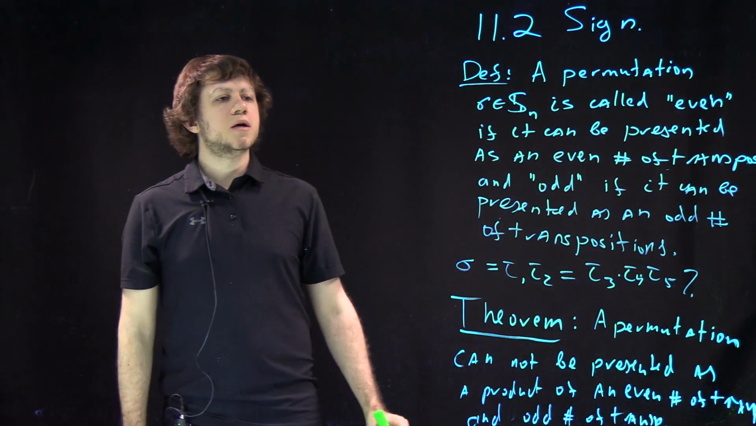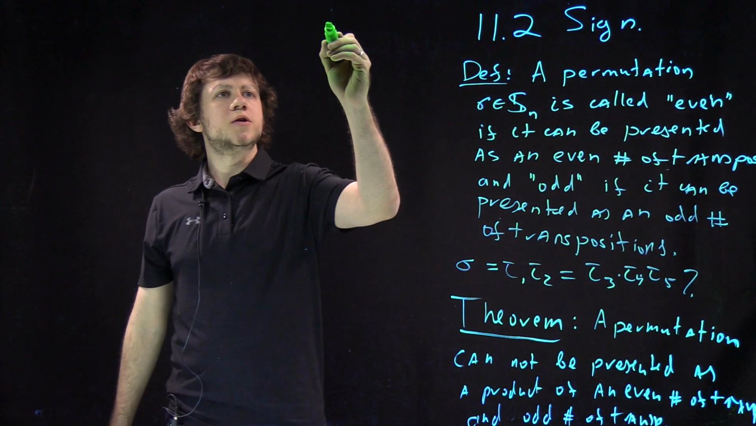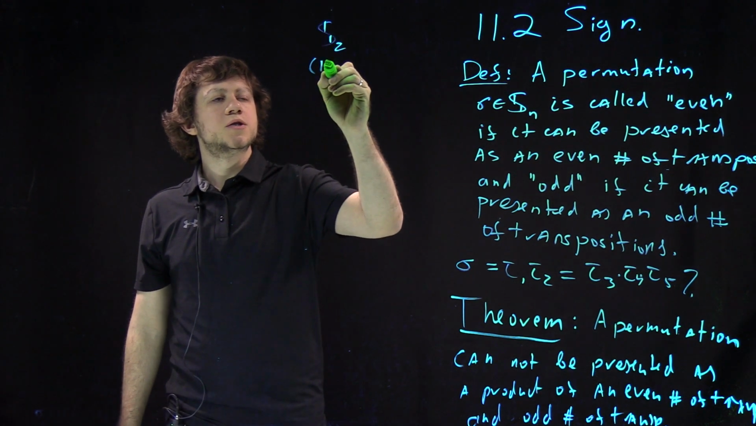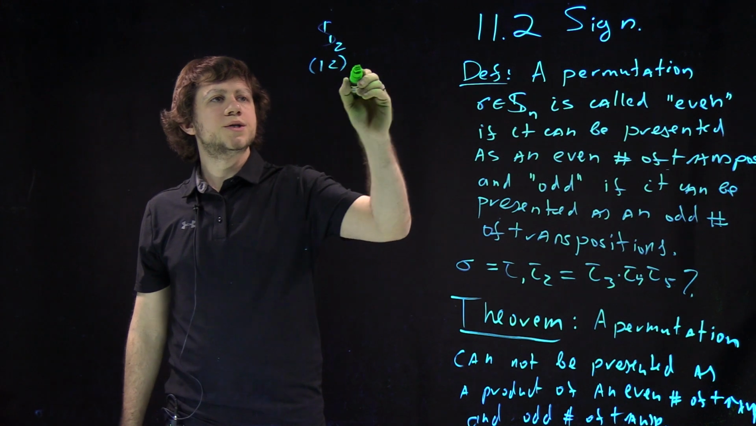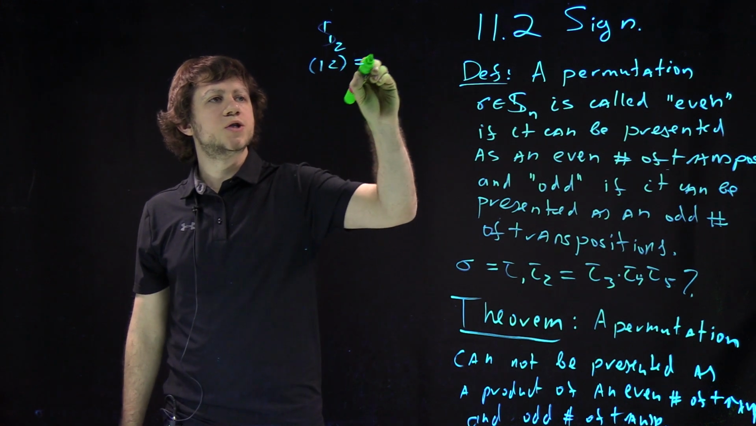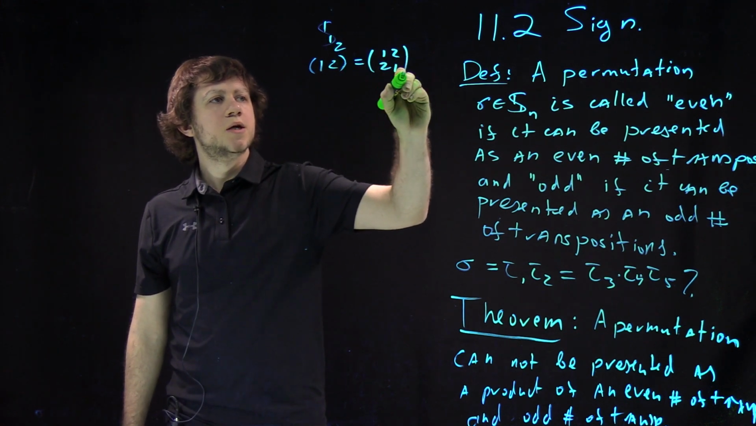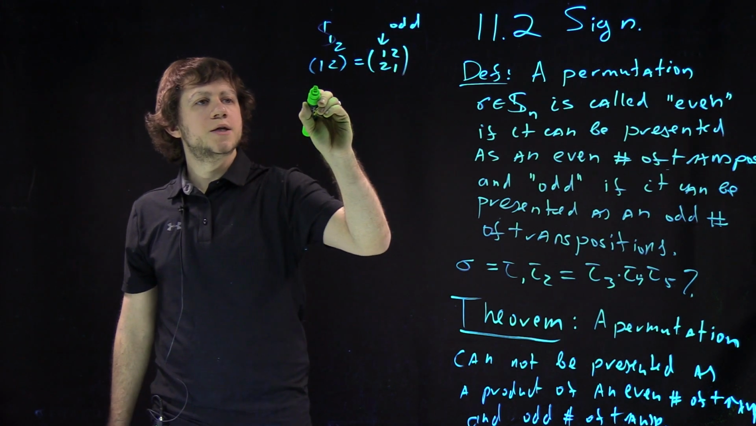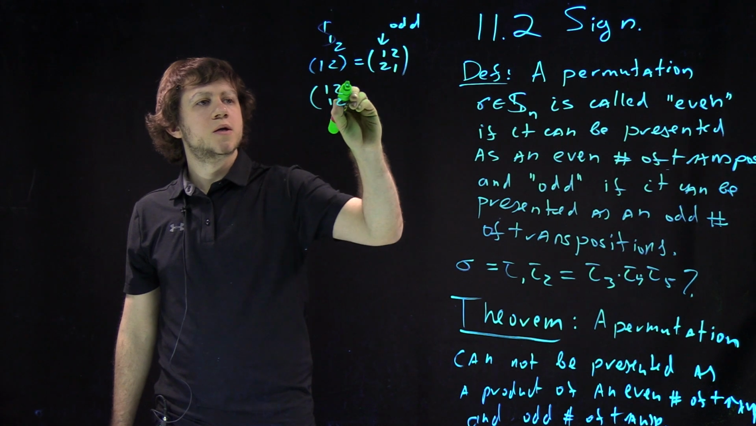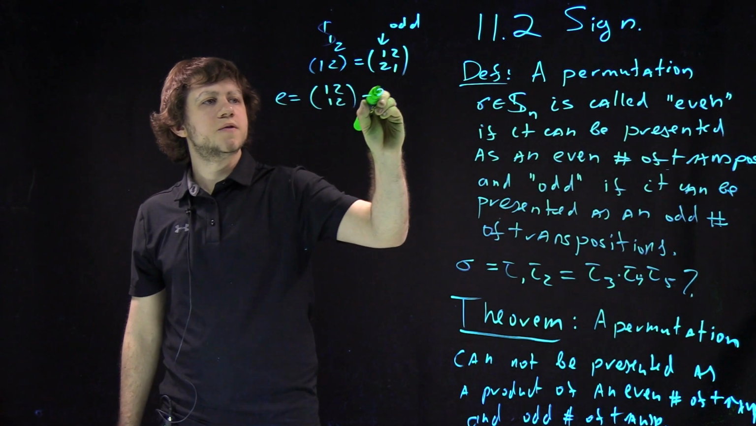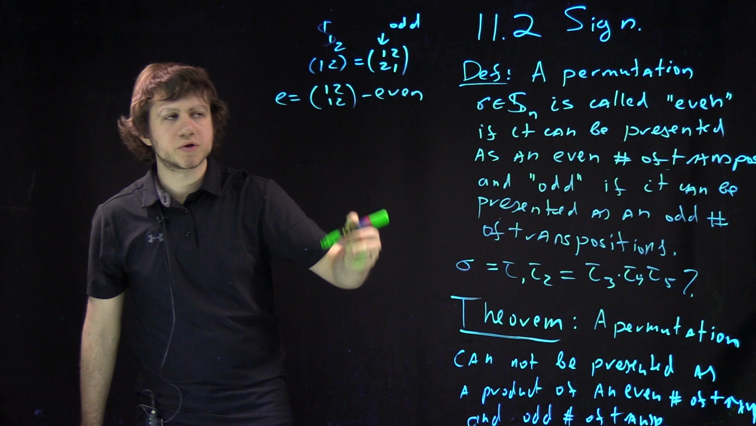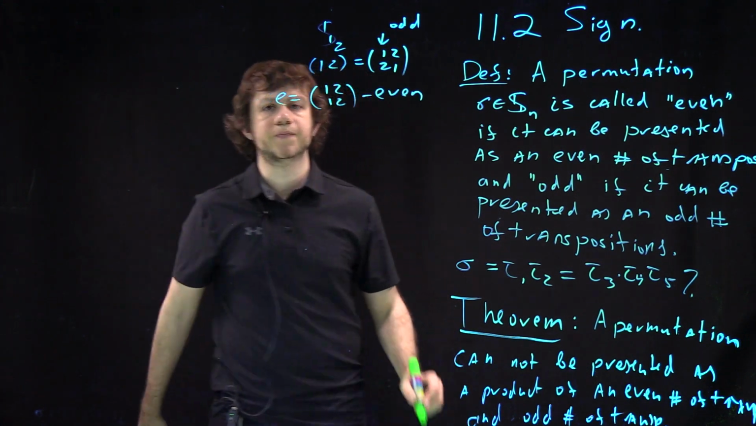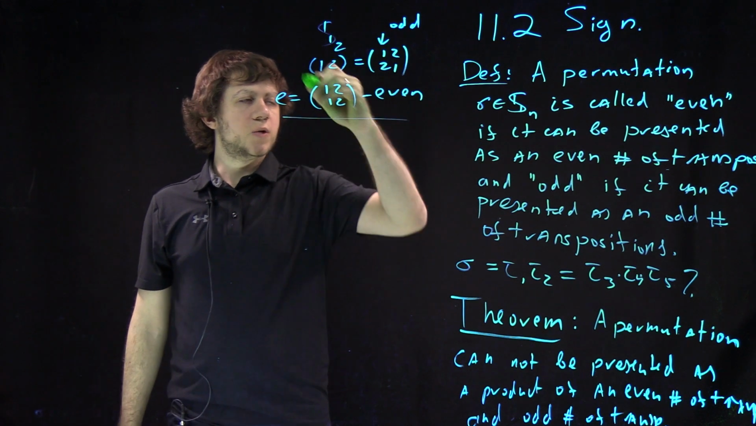So let me give you an example. Let's start with S2. With S2 everything is easy. So (1 2), which is just 1 2 goes to 2 1. So this is odd because it's a product of 1 transposition. And the identity is even, and you can think of it as either 0 transpositions, or you can write it as 2 transpositions, just (1 2) squared. So one is even, one is odd.